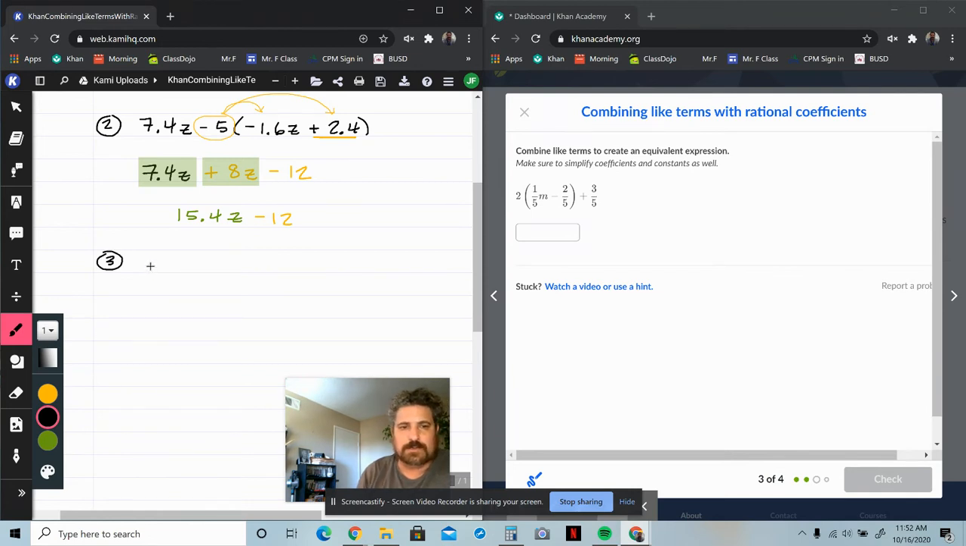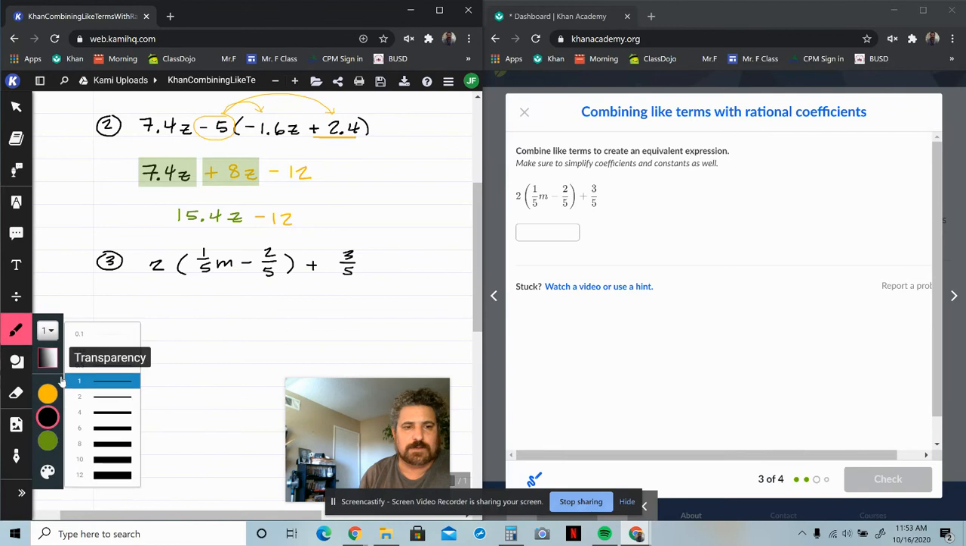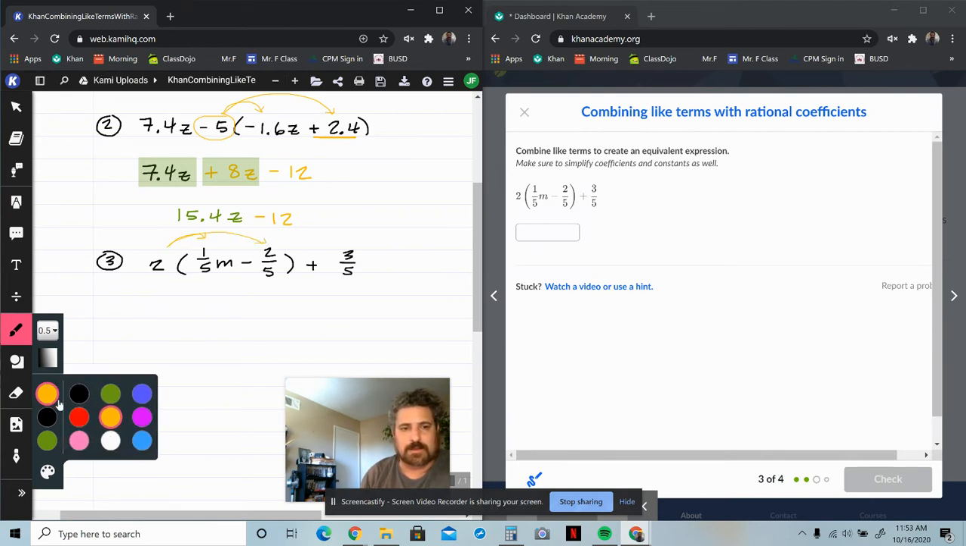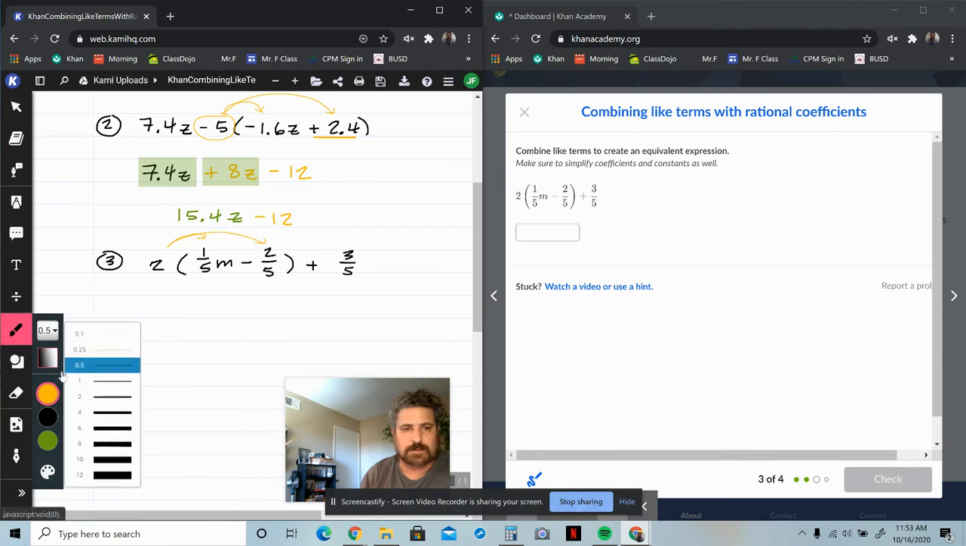It says 2 times the quantity of 1/5 m minus 2/5, close parentheses, plus 3/5. Okay, well, the first thing you're going to have to do is distribute that 2 through the parentheses. So you're going to say 2 times 1/5 and 2 times negative 2/5. And let's find out what that value would be.